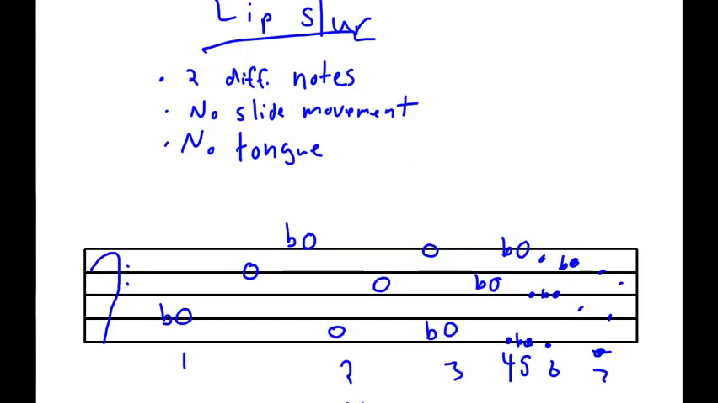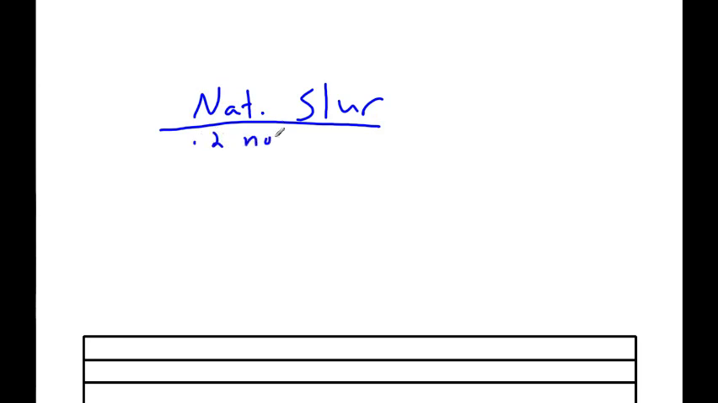Next, let's look at the natural slur. And so the natural slur is, again, two different notes. The slide moves. The slide moves from one position to a different position, but still there's no tongue.